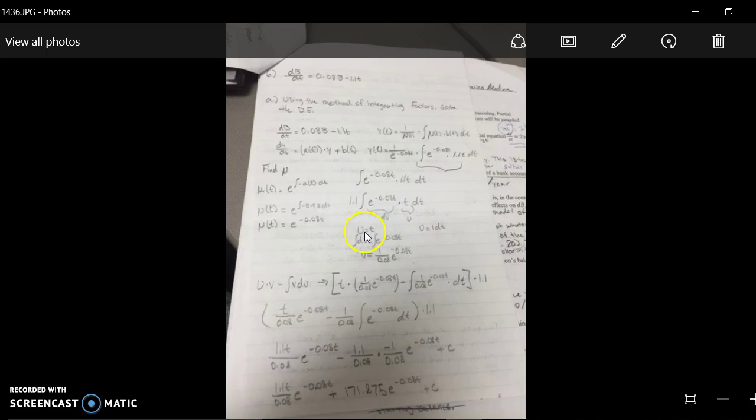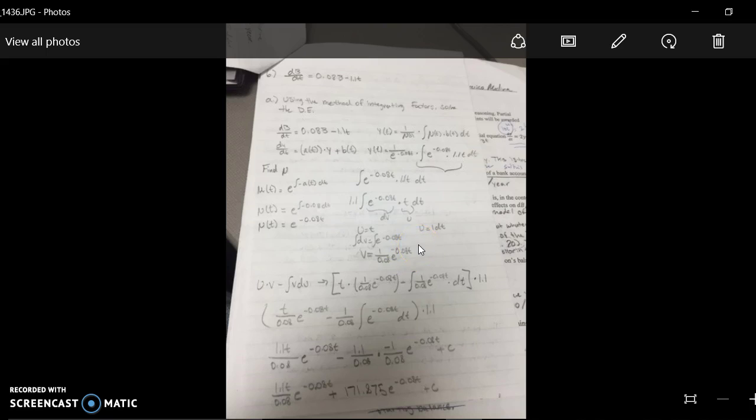So I continue forward: u is equal to t, and dv equal to e to the negative 0.08t. My derivative of t is just 1 dt. Now I have to do my integral to find v. So I have 1 over 0.08 times e to the negative 0.08t.